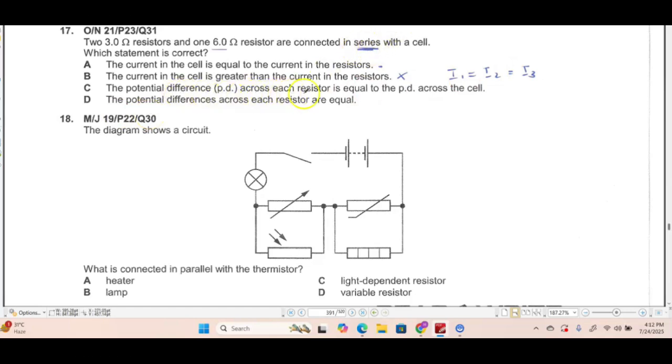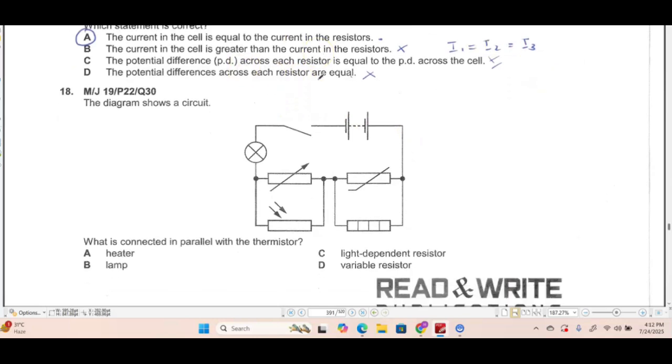The potential difference across each resistor is equal to the potential difference across the cell. Now that is not correct. The potential difference across each resistor can't be equal because the resistors are of different values. So their PD is going to be different according to their resistance. So the current in the cell is equal to the current in the resistors. This is correct because I1 is equal to I2 is equal to I3. So A is our correct option.